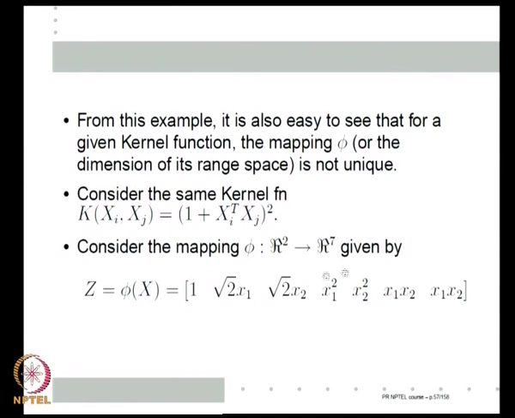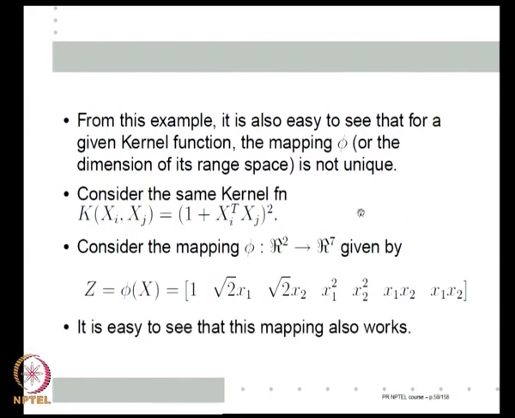So, basically very trivially I can exhibit another phi, another dimension for the range space, which works with the same kernel function. So, for a given kernel function, the mapping phi is not necessarily unique, there can be many mappings.